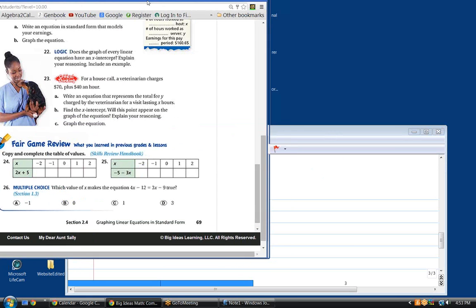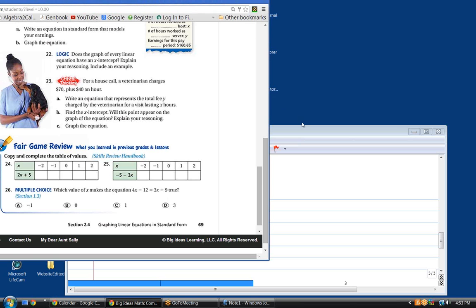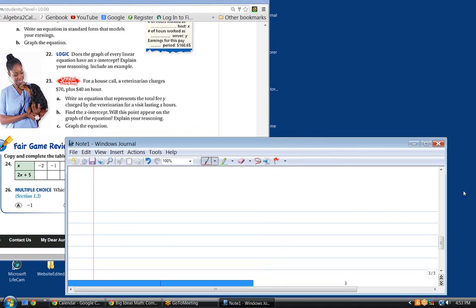We've got probably just enough time to look at 23. A veterinarian charges $70 plus 40 bucks an hour. Write an equation that represents his total fee charged. So y is going to be the total fee. But that's okay. We still have a linear equation. What's y going to equal? So x is the length of the visit in hours.